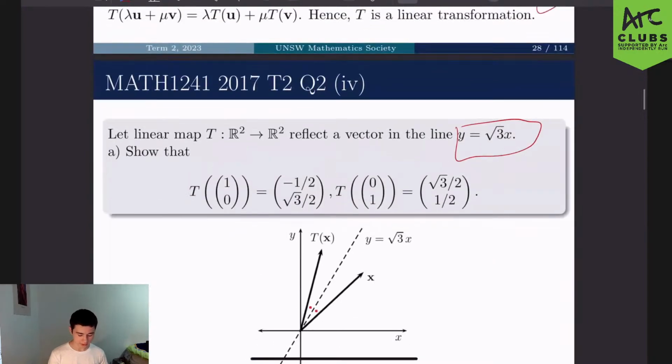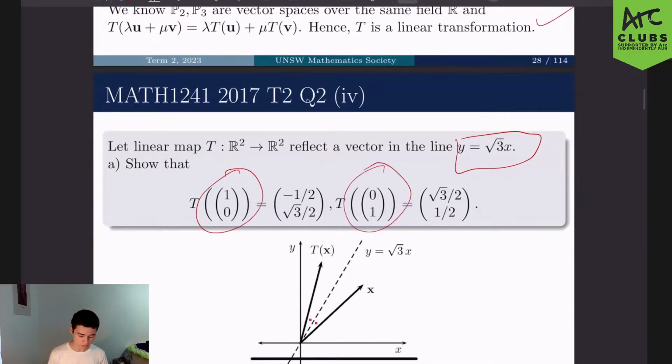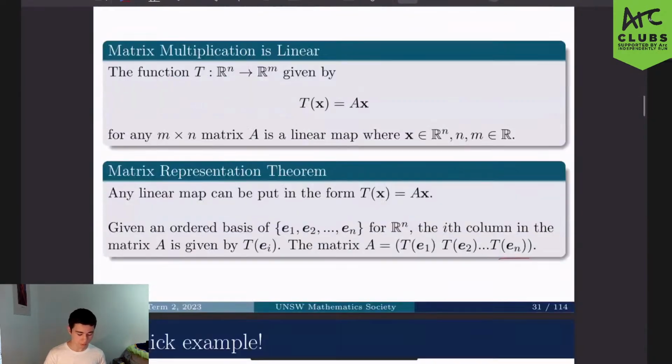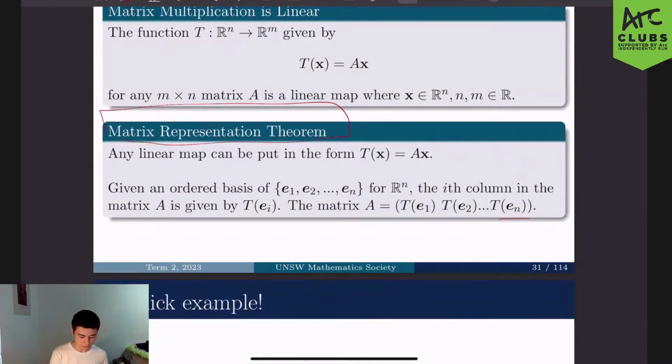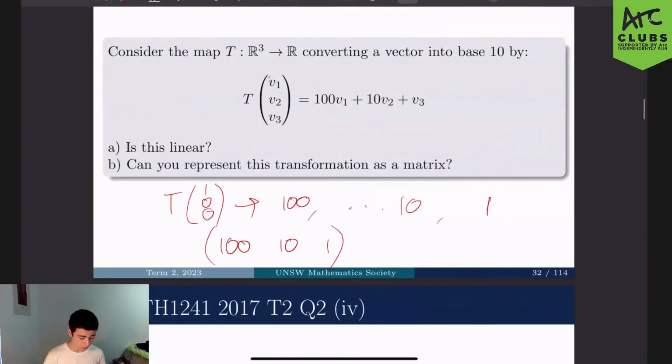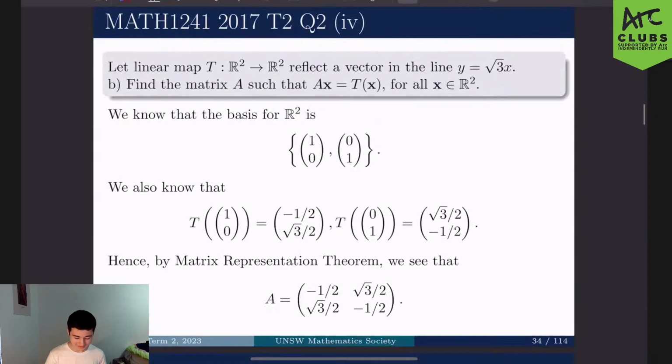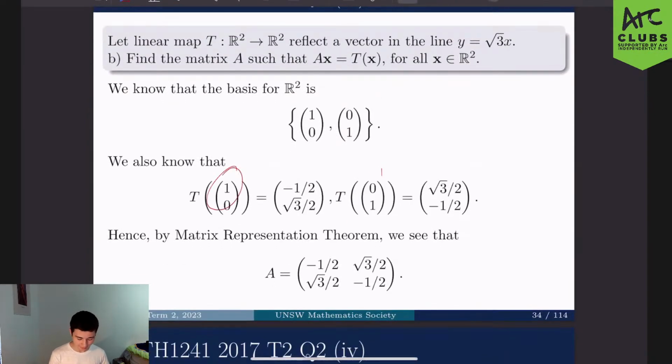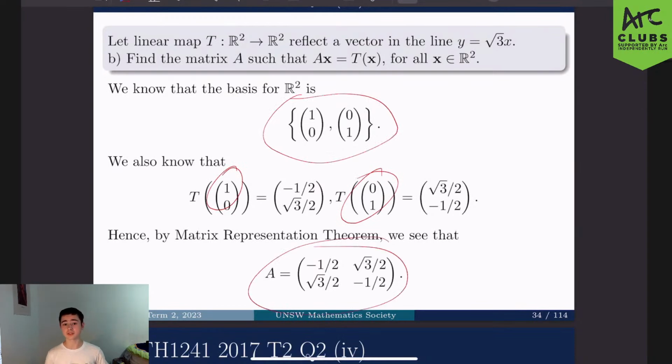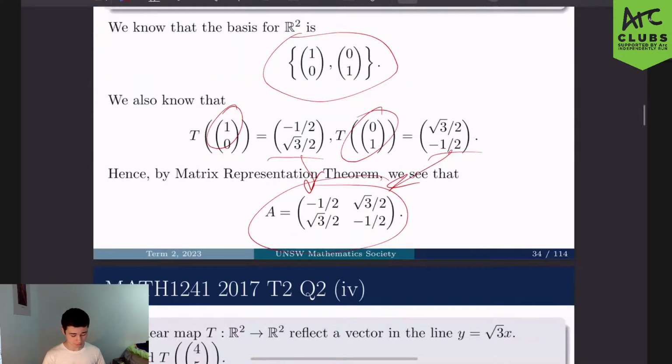Well, we just figured out that taking these two transformations, we get two different vectors. And by our theorem, which we just looked at, the matrix representation theorem, we can just go ahead and apply that right here. We've already figured them out, we know that they're true, and we can just construct the matrix. Done. This goes right there, that goes right there, all done.